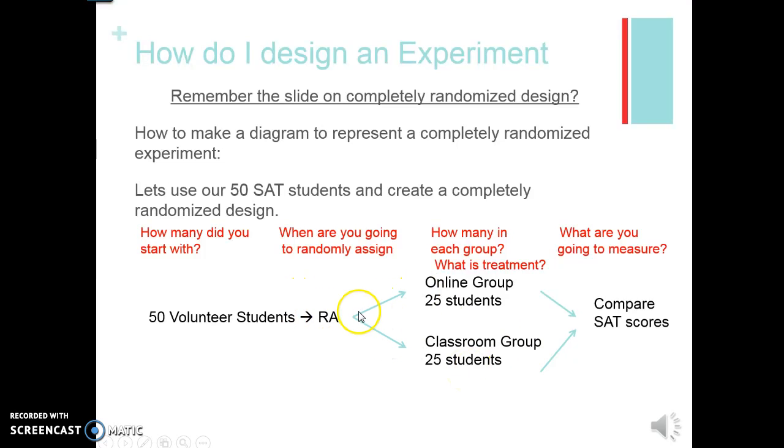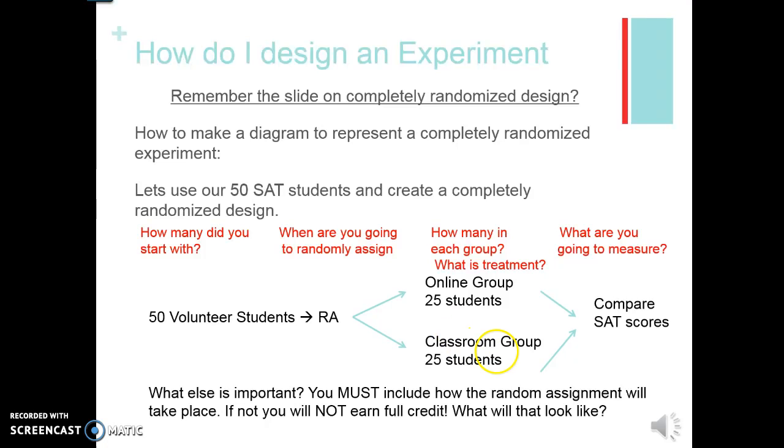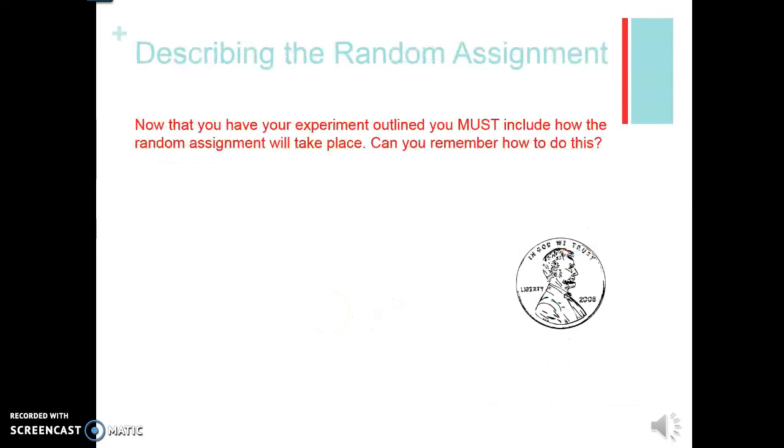Now remember what this random assignment does is it allows groups with sort of the same variability, which just means that I'm going to get students that like online learning and don't like online learning in both groups, AP students and non-AP students in both groups. These groups are to be as similar as possible so that we can ensure that it's the treatment that's working and not some other lurking variable. Now, please make sure you include how the random assignment will take place. If you don't, you will not earn full credit. So when you say randomly assign here, someone should be able to read this, and we talked about this previously, but you want to explain how that random assignment is going to occur.